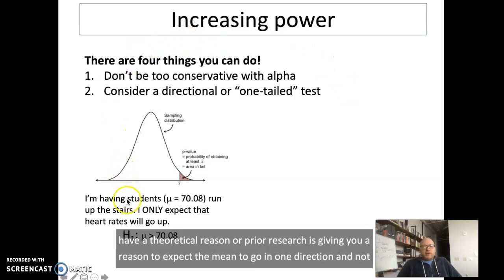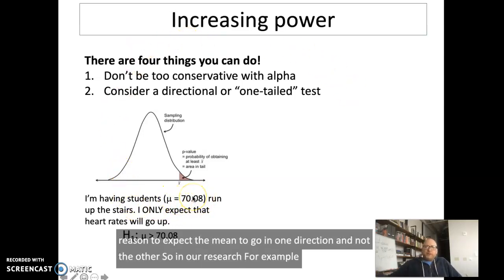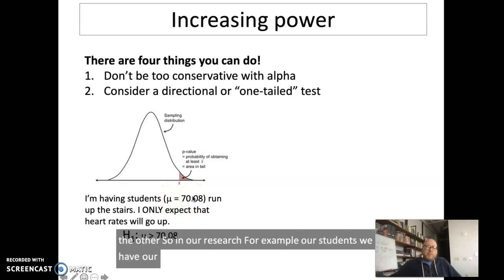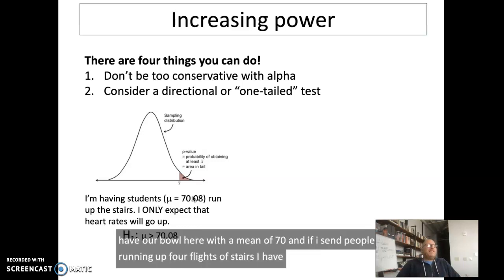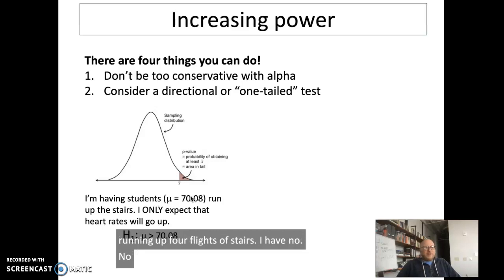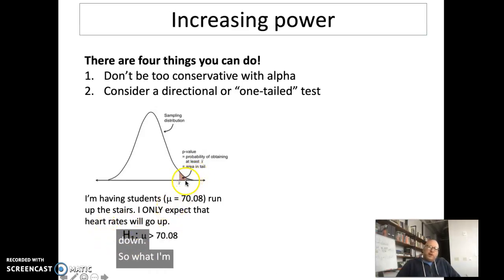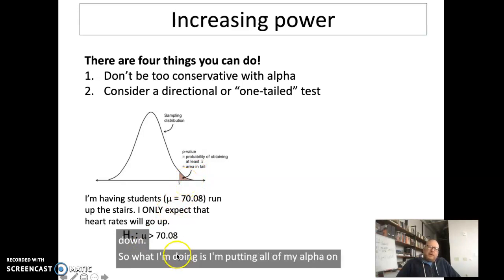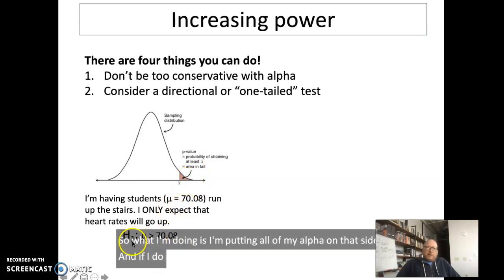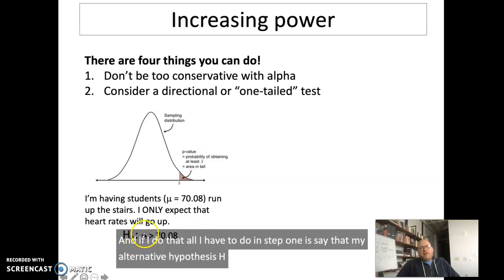So in our research, for example, with our students, we have our bowl here with a mean of 70, and if I send people running up 4 flights of stairs, I have no expectation at all that the heart rates are going to go down. So what I'm doing is I'm putting all of my alpha on that side. And if I do that, all I have to do in step 1 is say that my alternative hypothesis, H1, is that the mean of my group, I think, is going to be greater than 70.